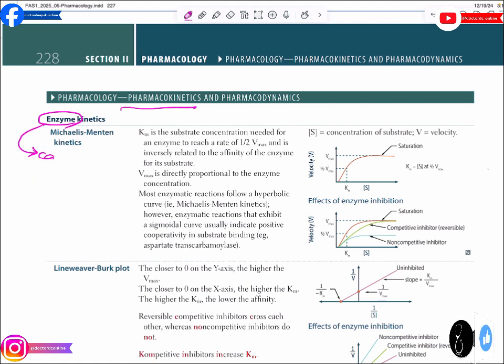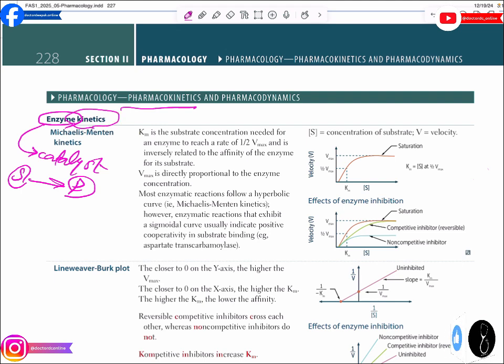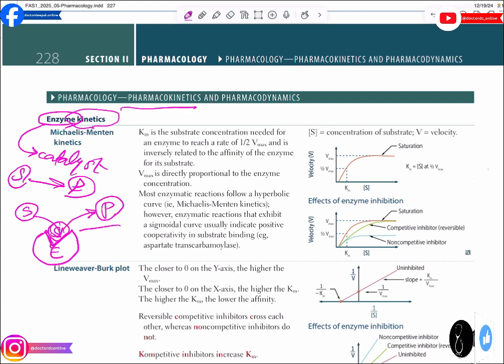Enzyme is a catalyst that can convert substrates into product fast. The kinetics means how quickly the process is occurring. First, we have to understand the enzyme. For example, here is an enzyme and the substrate. Every enzyme has a specific site to attach to a substrate. After attaching, it is converted into product and released from the enzyme.